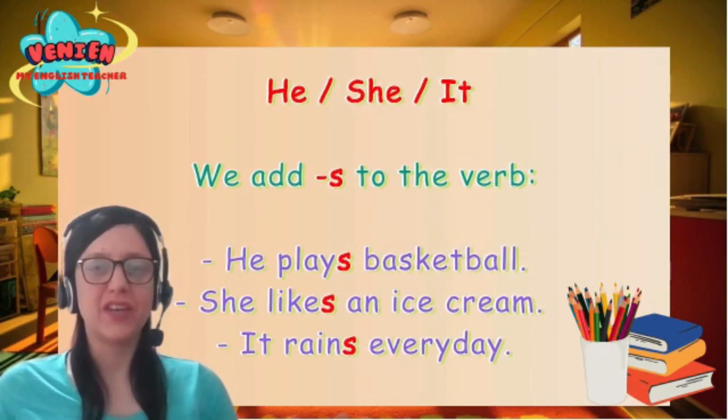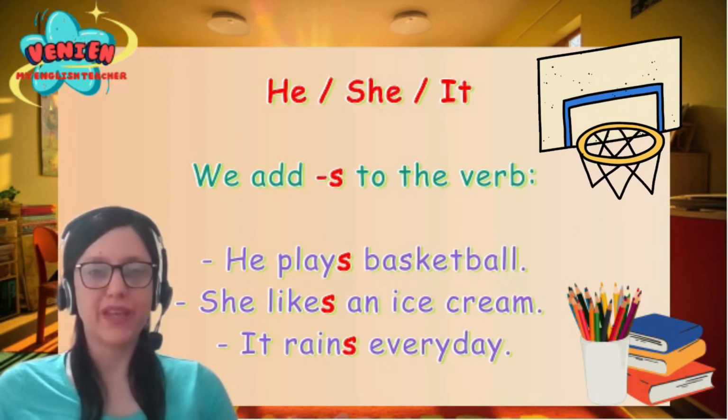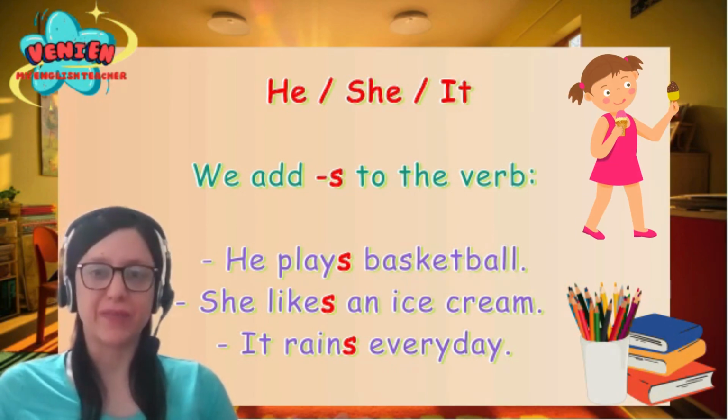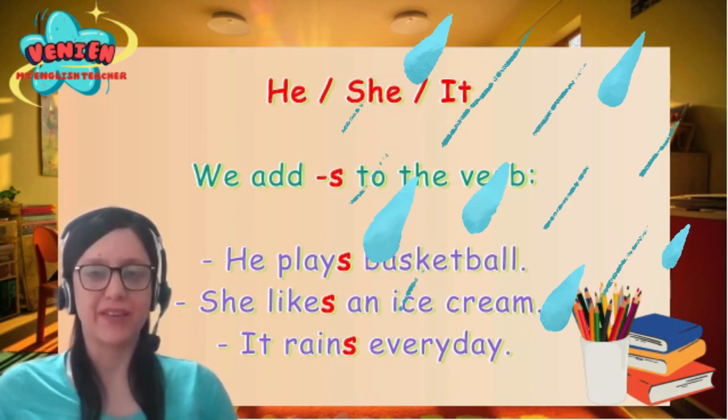He, she, it. We add s to the verb. He plays basketball. She likes an ice cream. It rains every day.